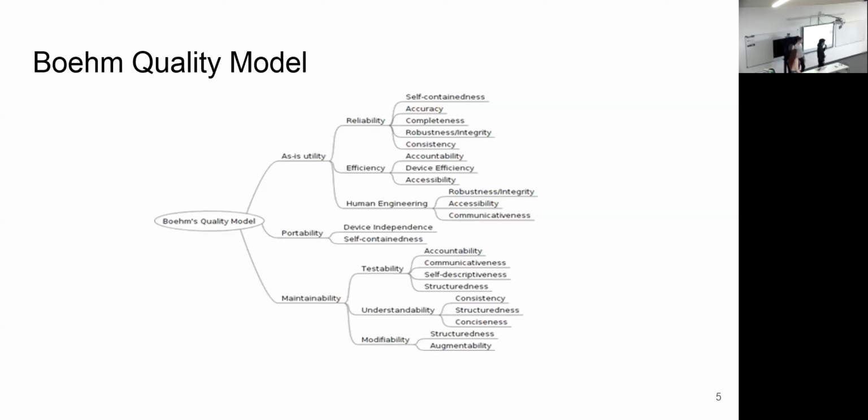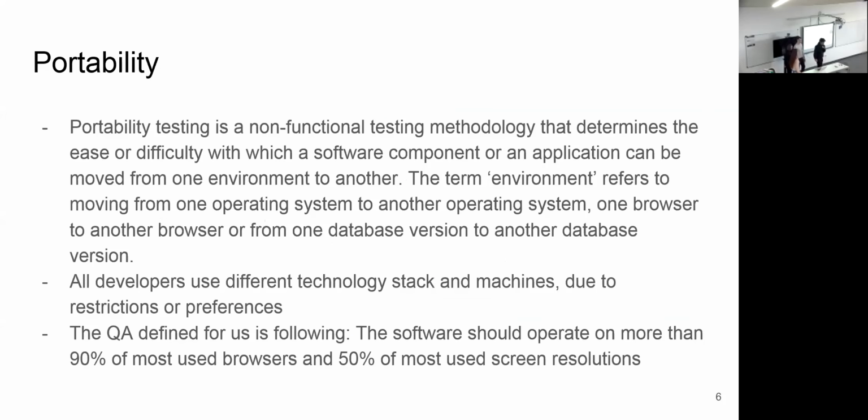What about our quality model? We've chosen the Boehm quality model. It's pretty similar to McCall's, and it's a hierarchical structure. Why have we chosen this quality model? We made it due to the reason that the values which we thought are important for our project, all of them are reviewed in this quality model. So the first quality attribute we wanted to talk about is the portability.